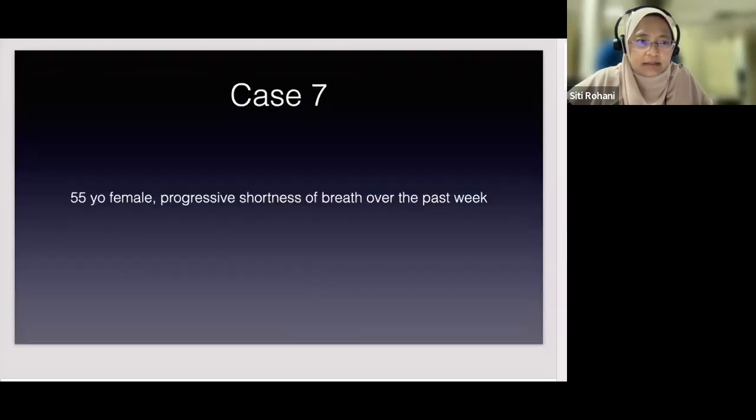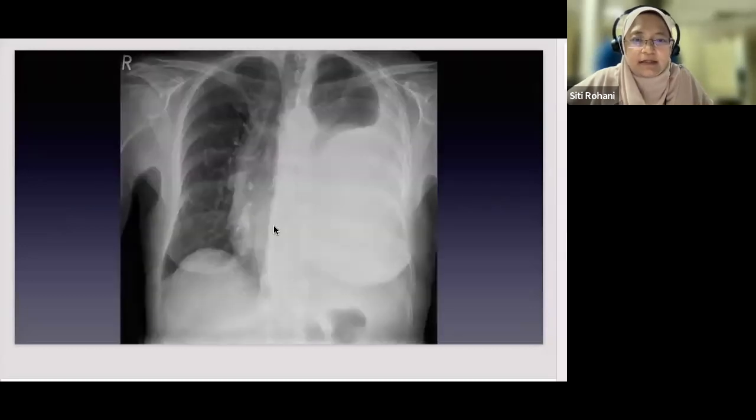Case 7, 55-year-old male, progressive shortness of breath over the past weeks. There's a very large homogeneous opacity in the left hemithorax. Homogeneous opacity could be effusion, collapse, or consolidation. But to differentiate between these three, we see this opacity is associated with a meniscus sign at the superolateral aspect, which indicates fluid in the pleural space. So this opacity is caused by pleural effusion.